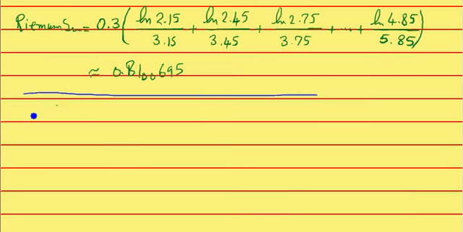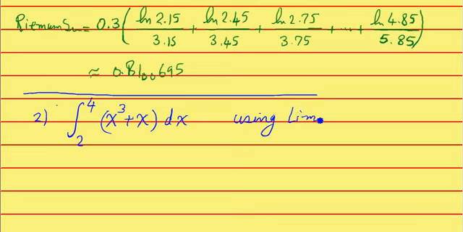We want to do problem 2, the integral from 2 to 4 of x cubed plus x dx using the limit of Riemann sums. So we are not applying the fundamental theorem of calculus, finding the antiderivative and plugging in those numbers. That would be, of course, the easy way out, and that's the importance of the fundamental theorem of calculus. This is building up to that.